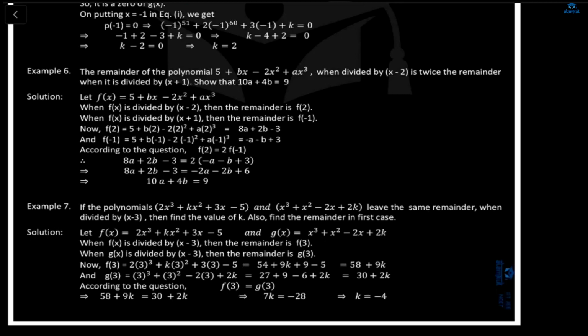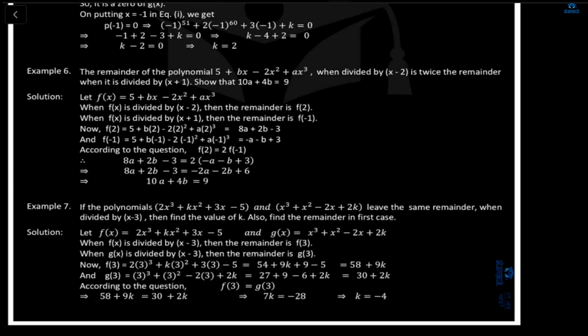You will find out the value of p(2). Next, for x plus 1, the zero will be minus 1, so you need to find out the value of p(-1). Now it is telling you that the remainder when you divide by x minus 2 is twice the remainder when divided by x plus 1. So p(2) will be equal to 2 p(-1).